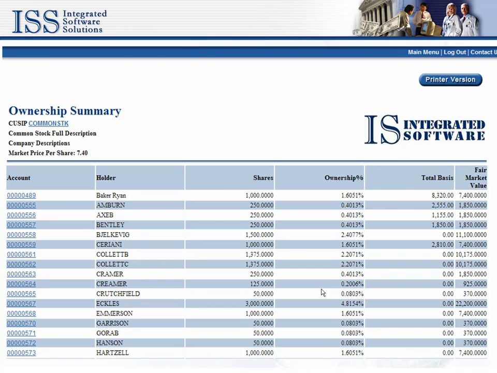The system also provides an ownership summary whereby the internal account number of your holder, based on the current market share price, you can see the number of shares, what percentage of ownership within the company they hold, the actual basis, and the fair market value for those shares.